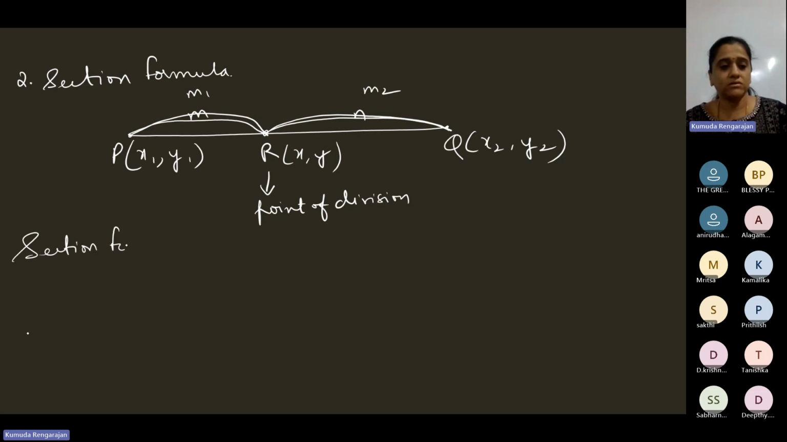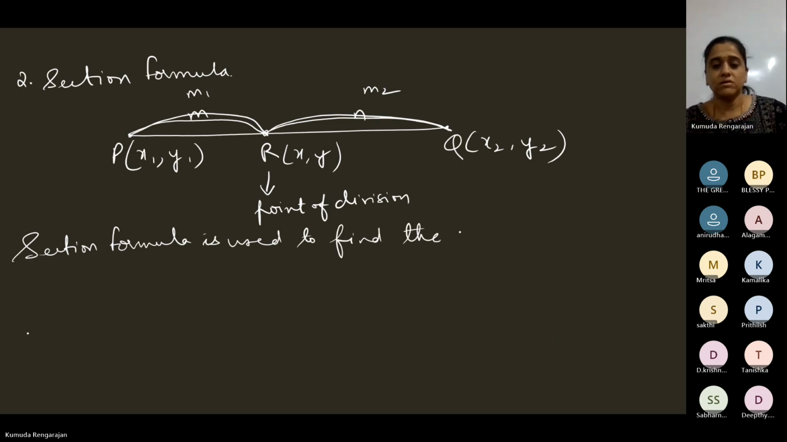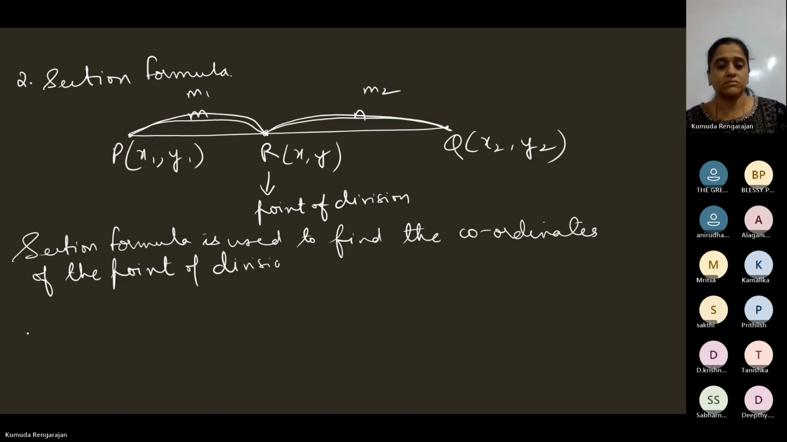Section formula is used to find the coordinates of the point of division. So now we know that there should be a line segment, and then there's this point R lying on the line segment. So we know all that. So the section formula is used to find the coordinates of the point of division. Here it is R.